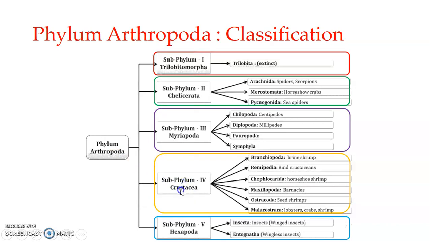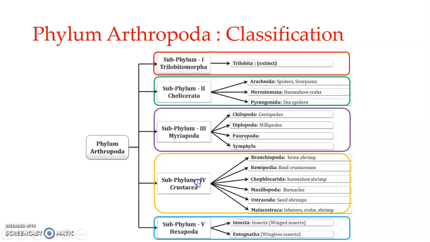Here, the head is fused with the thorax to form the cephalothorax, and it is covered dorsally by a hard covering, the carapace. So we cannot differentiate head and thorax from the dorsal side. And they have jointed appendages, and most of them are aquatic, as you can see here: the barnacles, the shrimps, the lobsters, the crabs, prawns, etc.